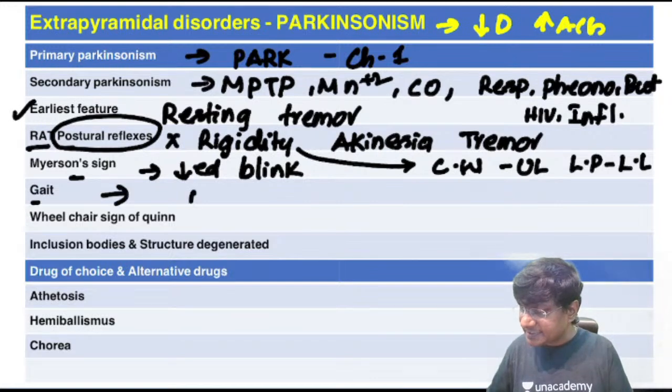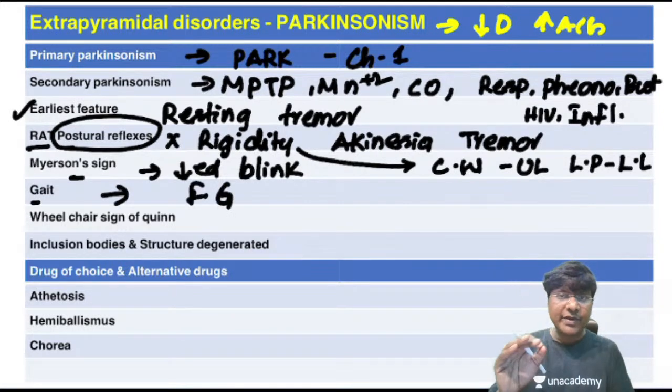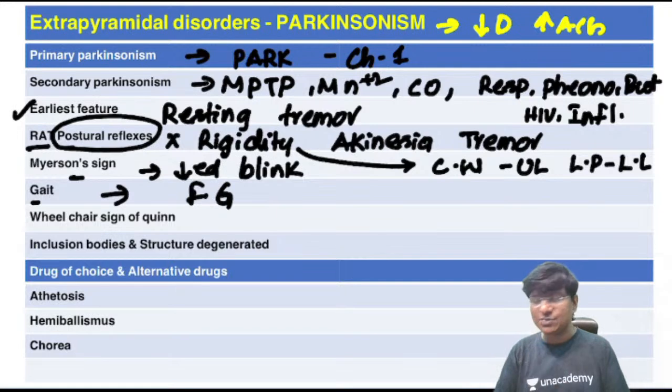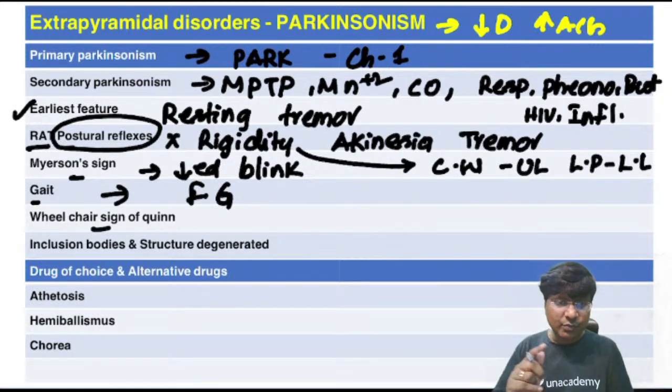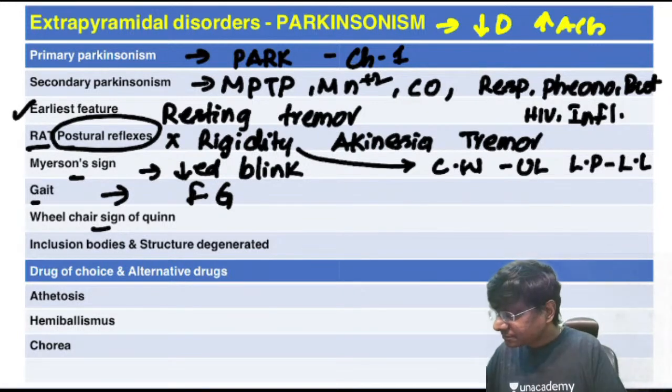Then what will be the characteristic gait? That is festinate gait, where the individual will have a stooped posture, short shuffling steps, and difficulty in initiation of movements. Then what is this wheelchair sign of Quinn? The wheelchair sign of Quinn is that these patients at one point of time are completely wheelchair bound, because the postural reflexes are completely lost, where the individual is unable to stand at all. This is what is called the wheelchair sign of Quinn.